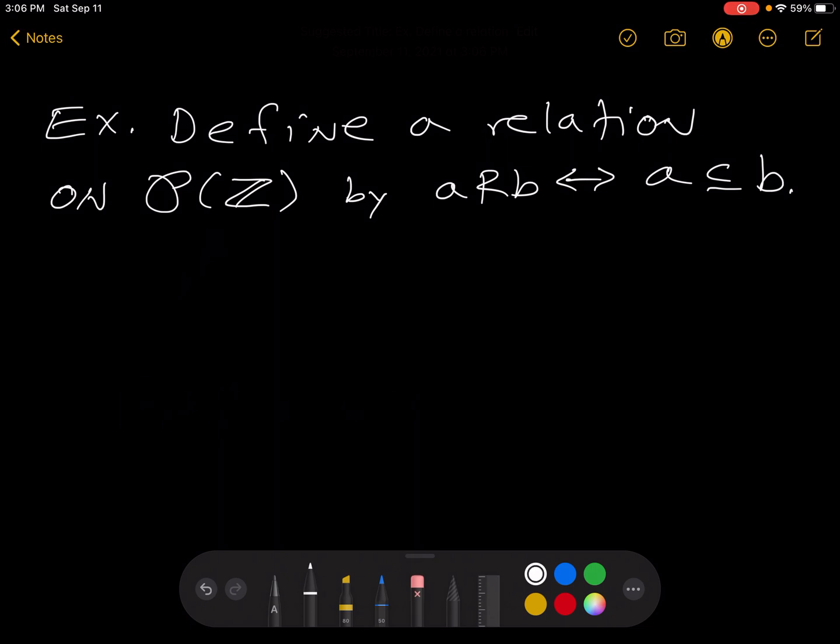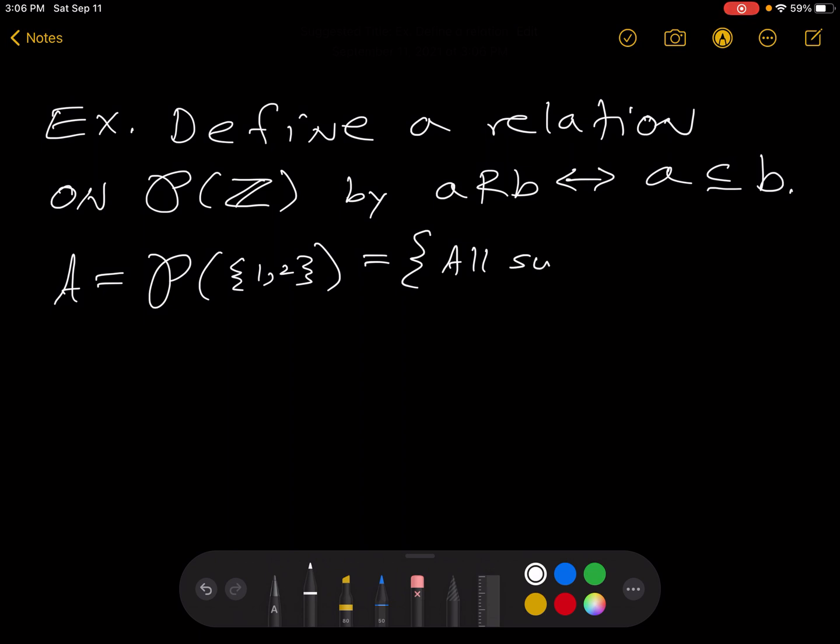Okay, so the way I would do that is I would work with a smaller example. And a good smaller example, I think, would be the power set of a finite set. So the power set of the set containing 1 and 2. Remember, the power set is the set of all subsets of the set containing 1 and 2.